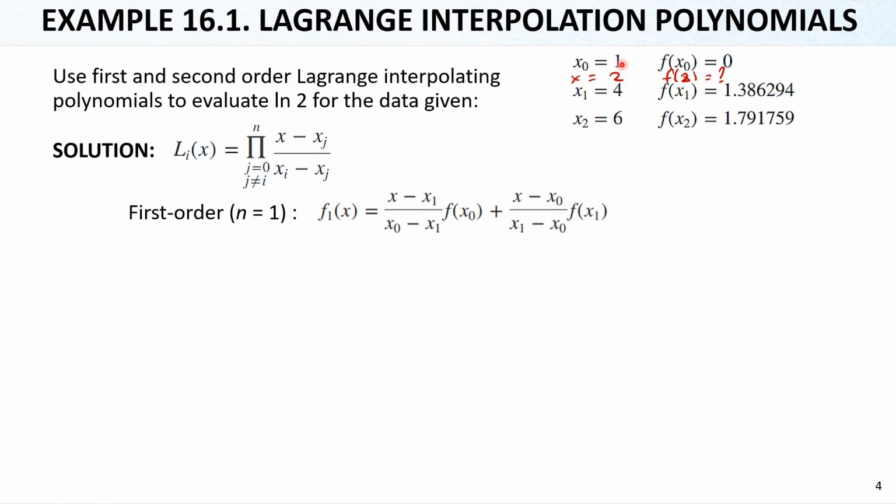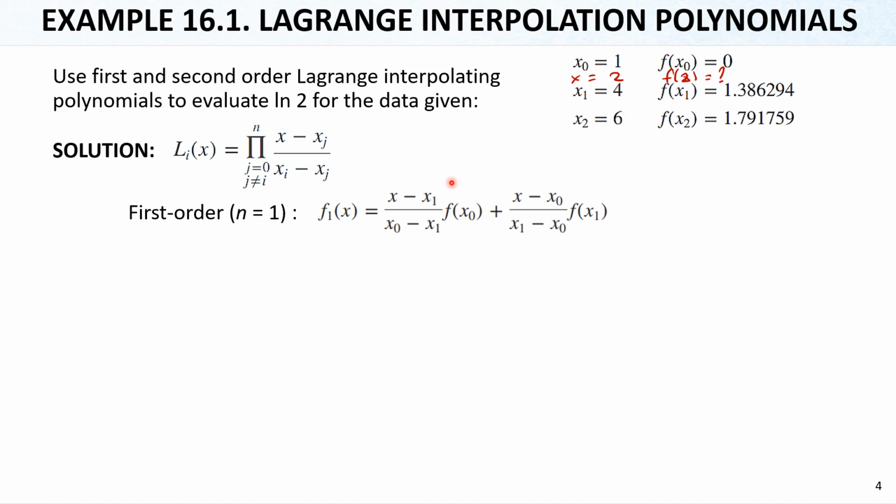Or you can also choose 1 and 6. 2 is still in between. So it becomes interpolation if it is in between. But if you choose 4 and 6, 2 is outside of the range. So the interpolation result will not be very good because it will be an extrapolation now.